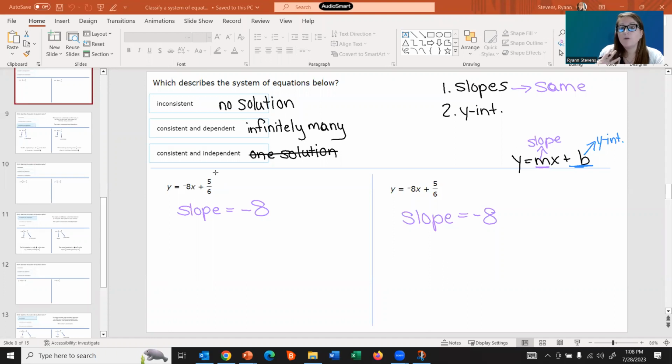Because remember, if we had one solution, it means the slopes are different. So in this case, we would say the slopes are the same. That is not going to be an answer choice, which also means consistent and independent is not going to be used to classify the system of equations.